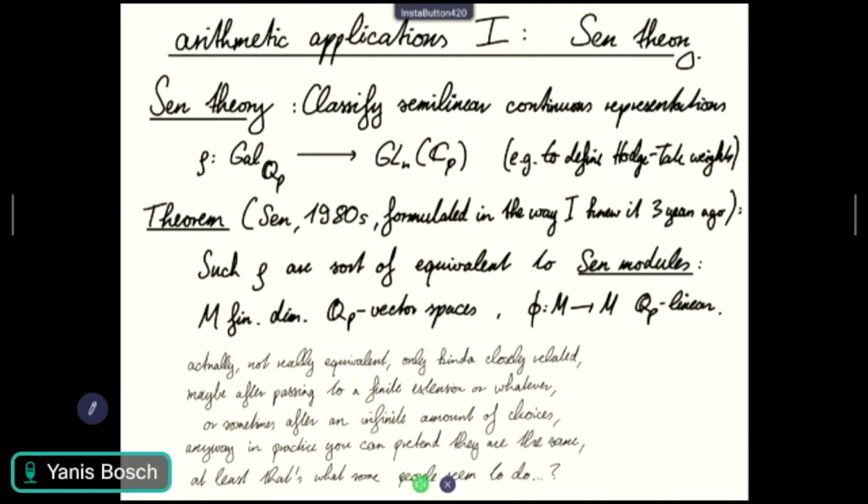So the precise version of how I remembered it is, they are not actually really equivalent, only kind of closely related, maybe after passing to a finite extension or whatever, or sometimes after an infinite amount of choices. It's really complicated, but in practice, you can usually assume that you can go from one side to the other. But there's something to be careful about. And when writing papers, you might or might not be careful about this. The point is that using non-abelian Hodge theory, and in particular using moduli spaces, we can make sense of all this waffle and say precisely what's difficult about this identification. So how does this work?